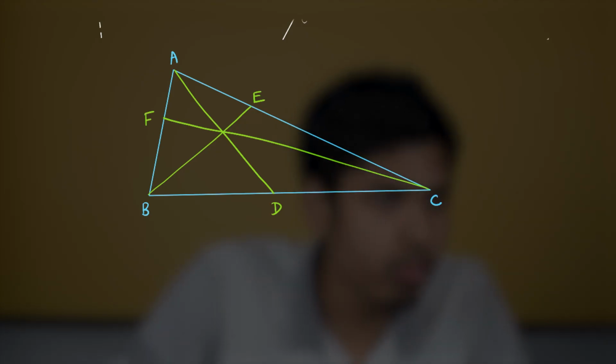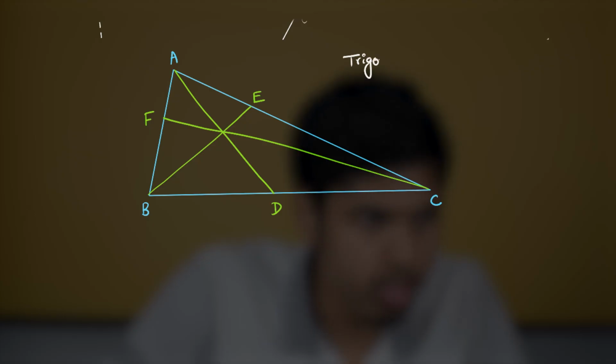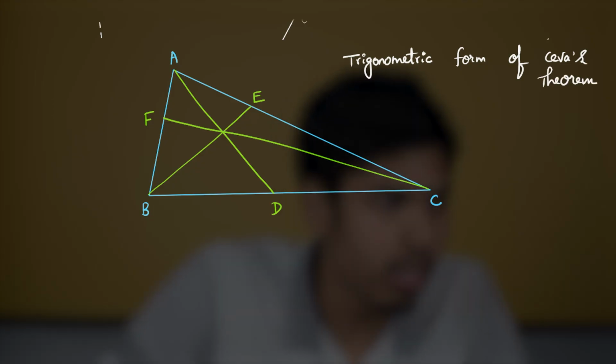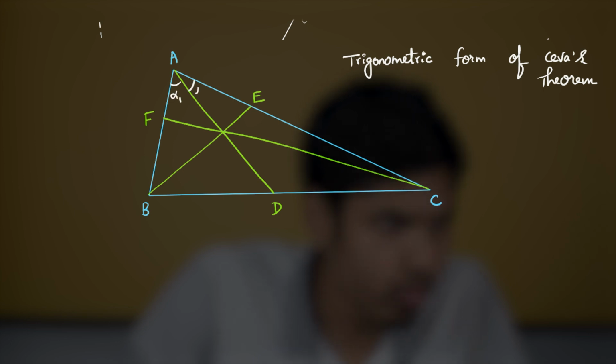But we are going into the trigonometric form of Ceva's theorem, which is derived from Ceva's theorem. Let's see what it is. Let's call these angles alpha 1, alpha 2, this one beta 1, beta 2, and this one gamma 1, gamma 2.